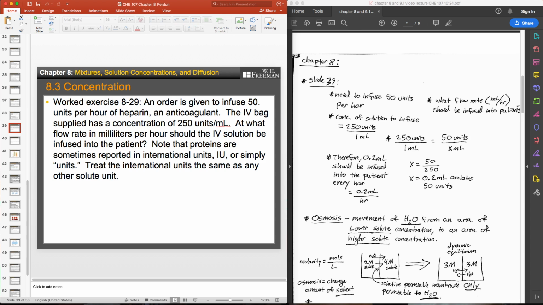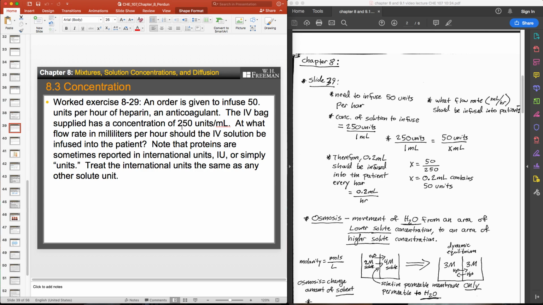A lot of times it's given for patients that have had a stroke or something to that effect. So that way we can make sure that the blood is not going to coagulate, which really just means kind of stick together. So it's thin enough to get through all of the vessels and veins in the body. And so this IV bag that we have is supplied with a concentration of 250 units per 1 milliliter.